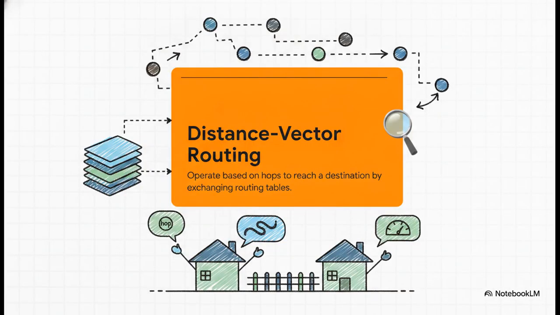So at its core, distance vector routing is all about, you guessed it, distance. Specifically, the number of hops to reach a destination network. Think of it like neighbors hanging out in their backyards, just constantly shouting over the fence to tell each other about the best routes they know. They do this by periodically swapping their entire routing tables with adjacent neighbors. And to make their decisions, they rely on specific metrics. That could be a simple hop count or something a bit more complex, like bandwidth or delay.